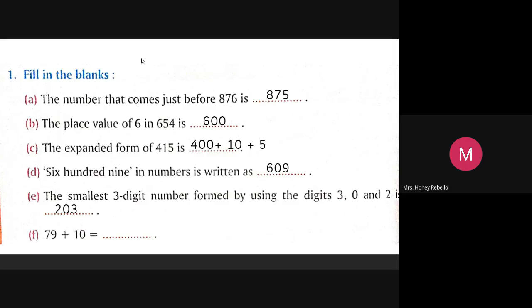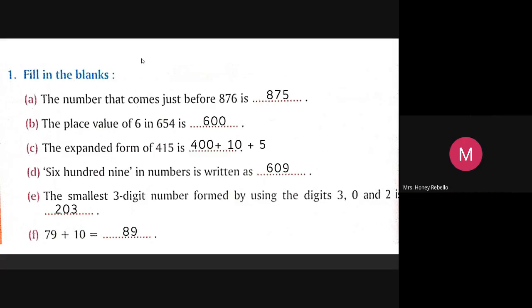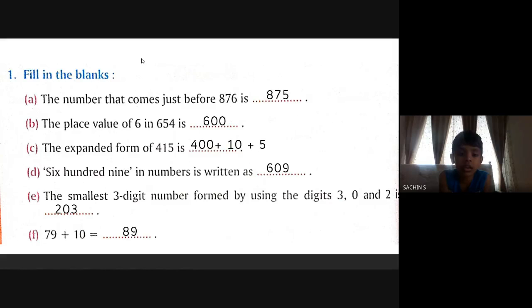Sachin, please tell me the next one. You just add 1 to 7. 79 plus 10. 79 plus 10 is 89. Very good. Have you done all the sums, all the fill in the blanks, Sachin? Yes, ma'am. Very good.